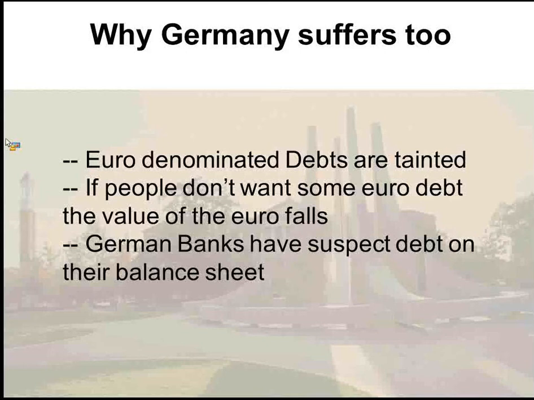So if you're holding euro-denominated assets, you're holding assets that have fallen in value. Another thing is that German banks, once they start to buy that, have suspect debt on their balance sheet. And we've seen what's happened in the United States, and it could carry over to Europe too. If the assets on your balance sheet are not performing, if people are not paying back their loans, and that's what happened, of course, in the housing crisis in the United States, then you have to retrench on the amount of lending that you do overall.